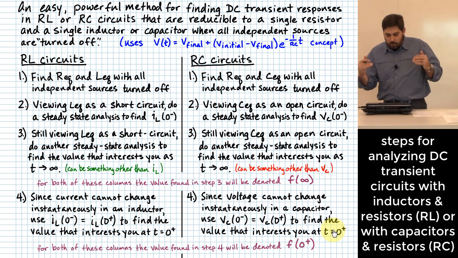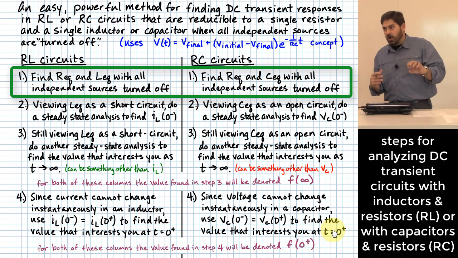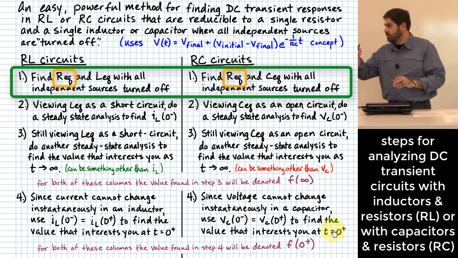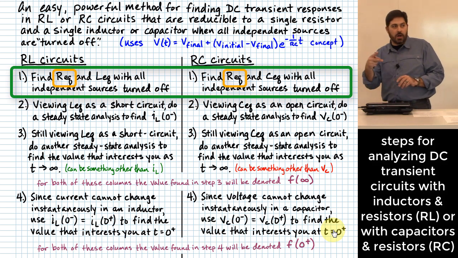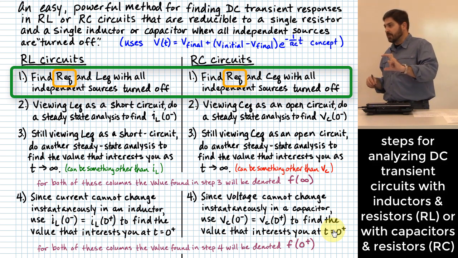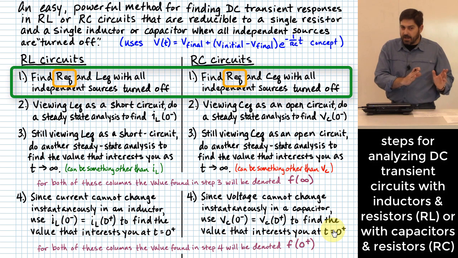So step one is you have to take your circuit, turn off all of the independent sources, and then evaluate what the equivalent resistance is seen from the terminals of the inductor or the capacitor, whichever one you're dealing with, right? So you look across the terminals of the inductor or the capacitor, think about removing the inductor or capacitor from the circuit and evaluate what the equivalent resistance would be across those terminals, with the independent sources off. So that is step one, to find that equivalent resistance.